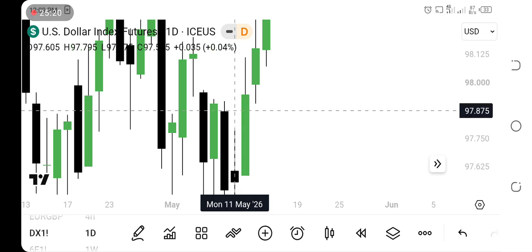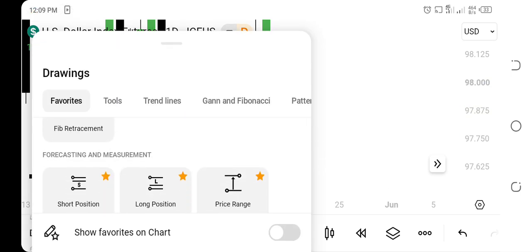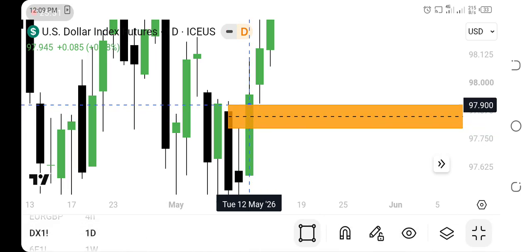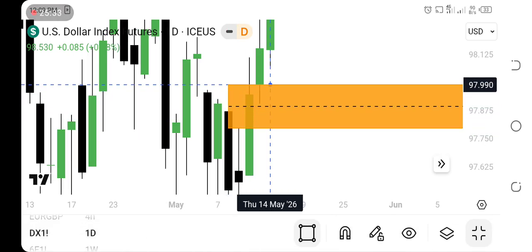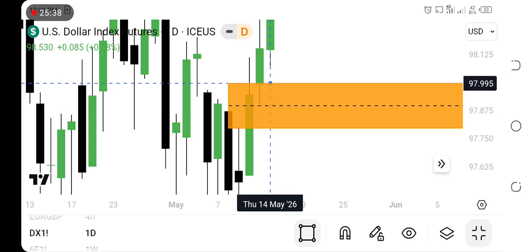Now there's something else you need to know. When you have a fair value gap and a volume imbalance, you are always going to draw the fair value gap with the volume imbalance included. You're not going to stop at the wick. You go all the way to the volume imbalance.